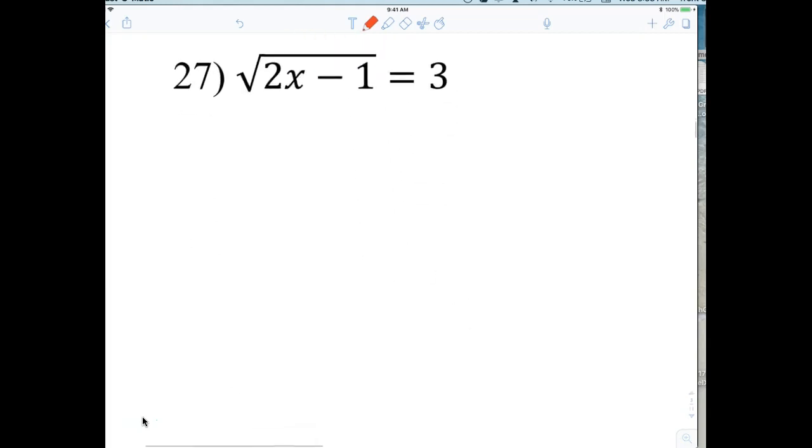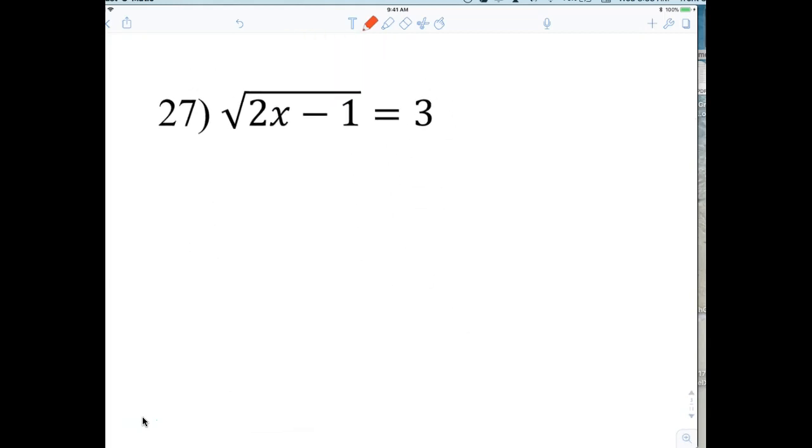All right, 27. Now, some people had a problem yesterday. They accidentally added 1, but the radical is already isolated. So I have to get rid of the radical right away. So I'm going to do what? Square both sides. So now I have 2x minus 1 equals 9. 2x equals 10. So x equals 5. All right?